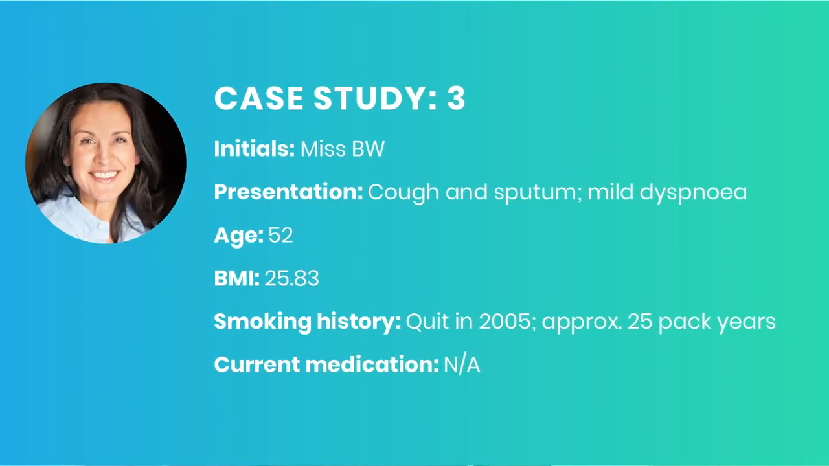So here we have another case. This is a 52-year-old lady who has presented with cough productive of a small amount of sputum, maybe some mild shortness of breath, but the main problem is cough. They're an ex-smoker, having smoked a moderate amount, but they also quit some time ago. So spirometry is very useful in the diagnostic workup for this patient.